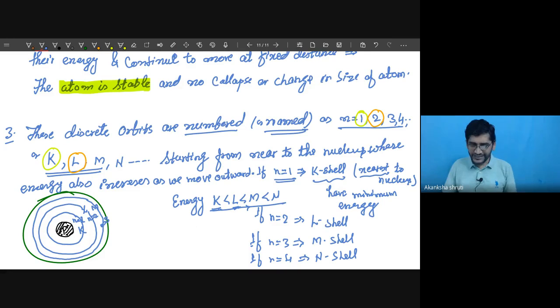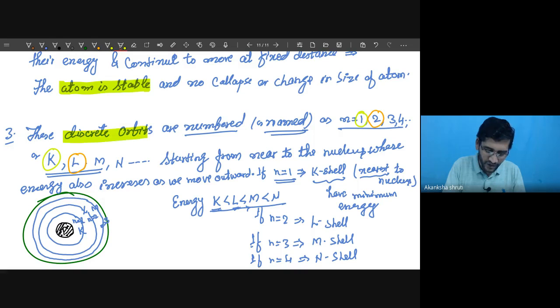So this was about the discrete energy shells, what they are and how they are, which I have drawn. Now, these discrete energy orbits can contain a fixed number of electrons. These orbits or shells are represented by the letters K, L, M, N or the number n equals 1, 2, 3, 4 from the nucleus outward. Hence energy also increases. This is very important.